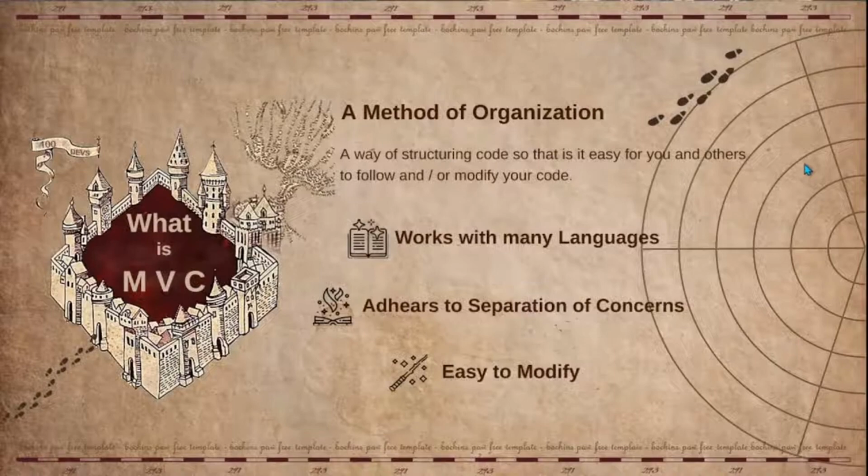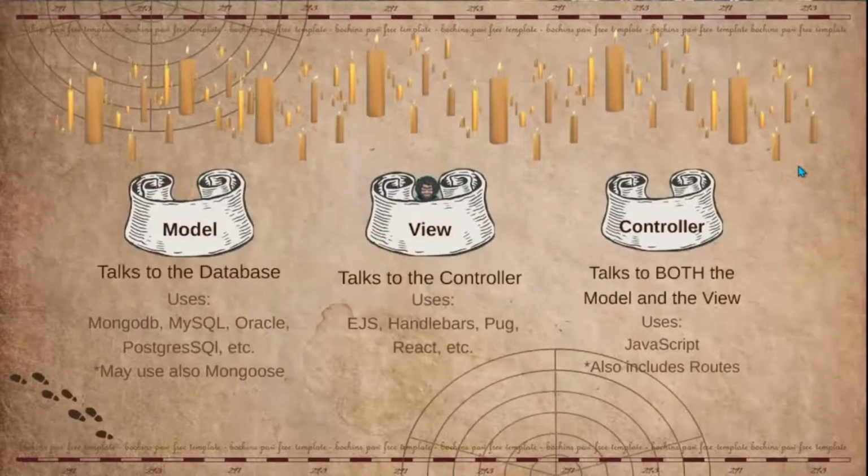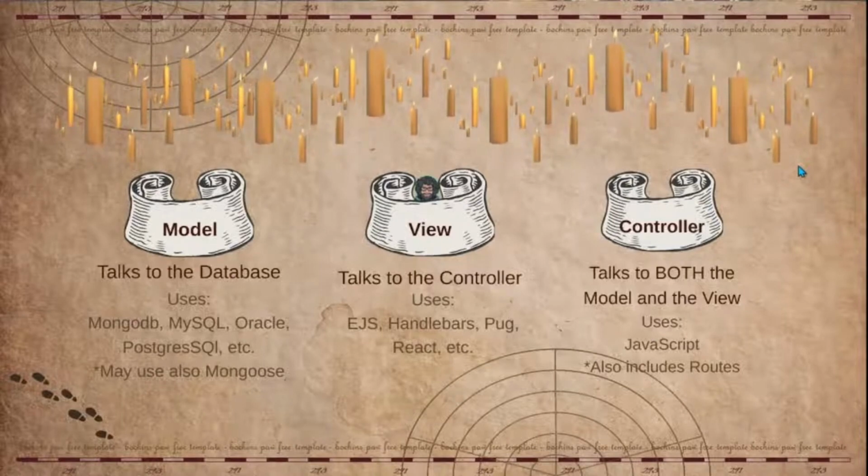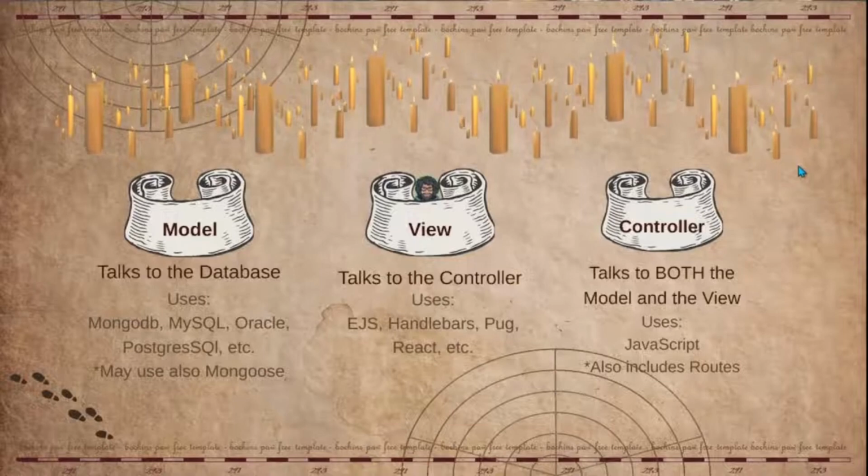For example, when structuring your spells, you separate them into three distinct parts: the model, the view, and the controller. The model section talks to the database, which may also use mongoose. The view section talks to the controller section, and the controller section, which sometimes includes a route section, can talk to both the model and the view.